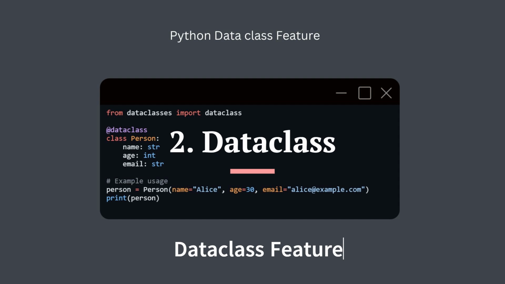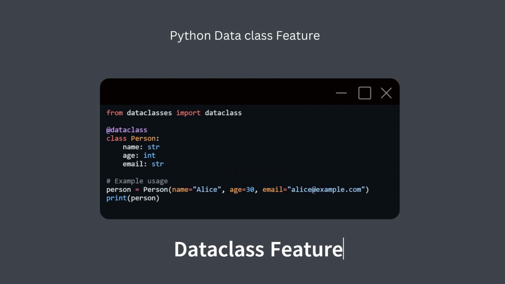With Python's data classes, you can create simple classes for storing data without extra setup. Just add the @dataclass decorator, and Python will handle things like initializing attributes and creating a readable representation of your objects. For example, this Person class has 3 attributes: name, age, and email. By using @dataclass, we automatically get an initializer and a nice print format for the Person objects we create. Data classes help keep your code clean and make it easy to work with structured data.